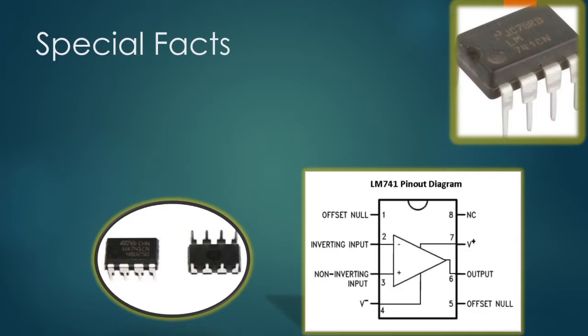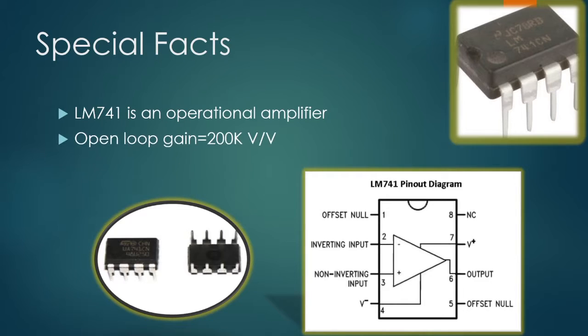Here are some special facts about this amplifier. LM741 is an operational amplifier. In this case, we use it as an inverting amplifier. Also, in this circuit, it uses open loop gain, which is 200,000 volts per volt.